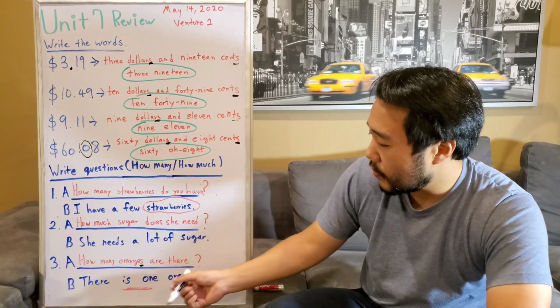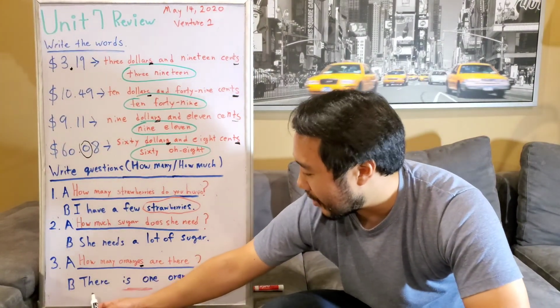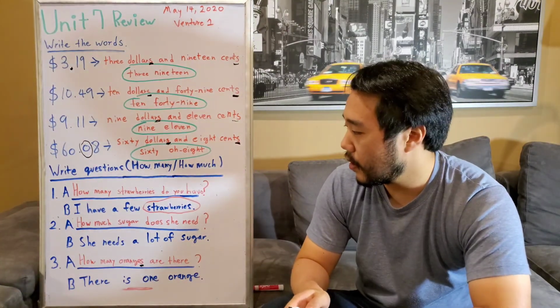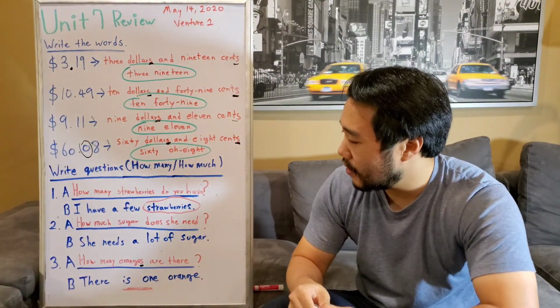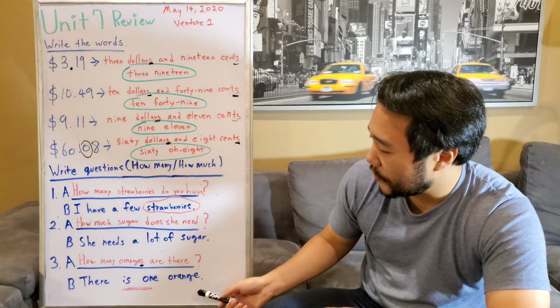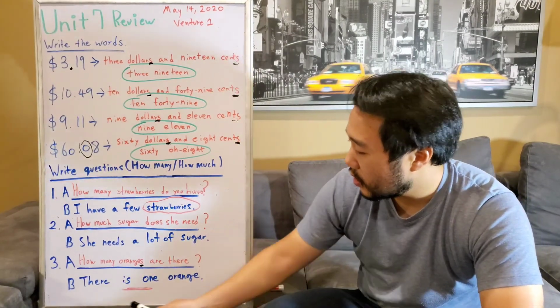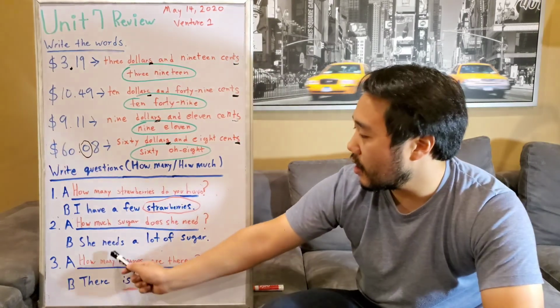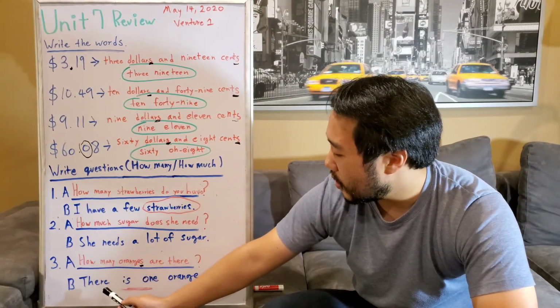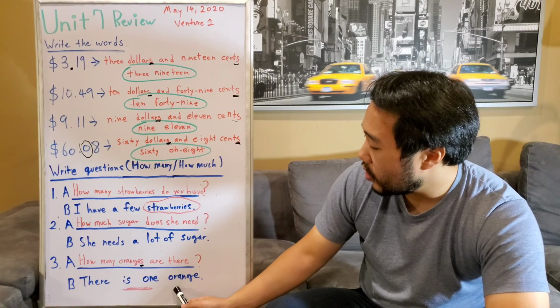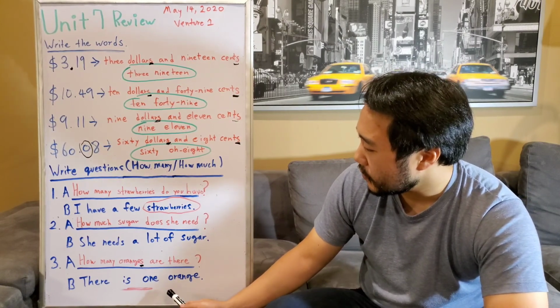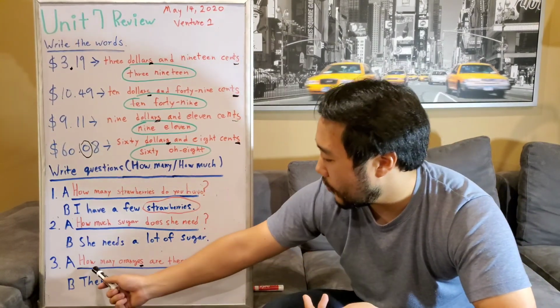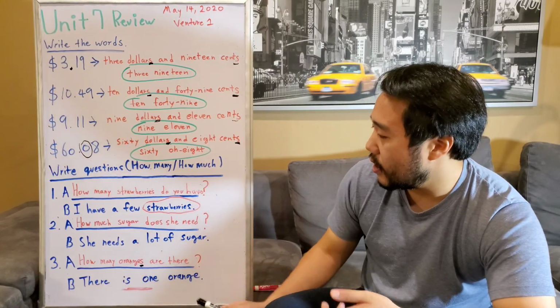We say are there because we started with the hint, there is. So we're just following the hint. So let's see, there is one orange. Then we know that the question needs to include the word there. And it needs to include orange, and there's only one. It's countable, so it's going to be how many oranges are there.